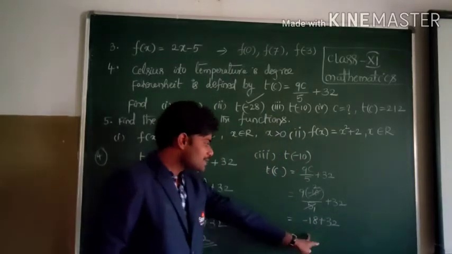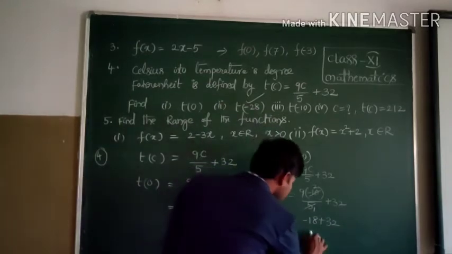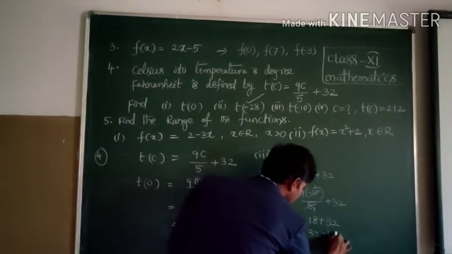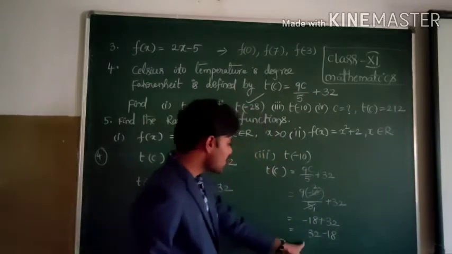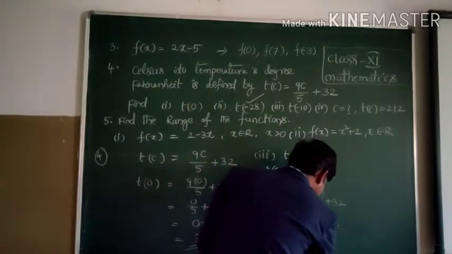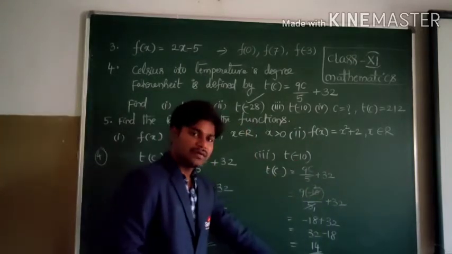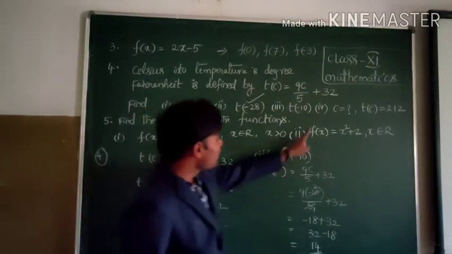So see here, just subtract 18 from 32. You can write it like this: 32 minus 18. Right? How much is it here? Just 14. 32 minus 18, how much? 14 only. So T of minus 10 value is 14. Now let's see the fourth one here.